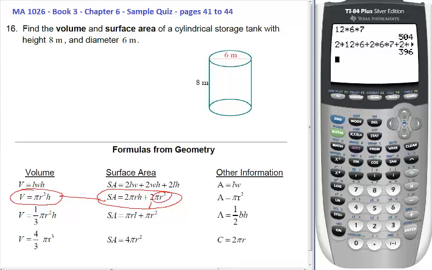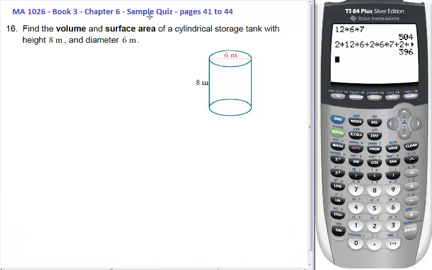Now let me get rid of that. Alright, let's delete that. So it's the volume first. The volume was pi r squared h. Let's do that one. Pi r squared h. That means we need r, right? And we need h, the height.